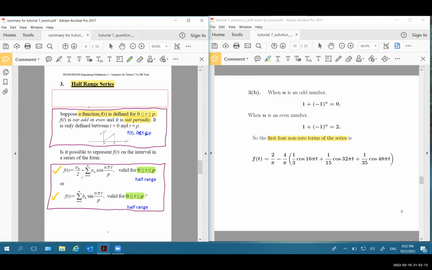Now, to do all this, you know that in our formula, we need to know the small p. Now, what is the small p? The small p here is actually the same p here. You see here, your f(t) is defined for t from 0 to p. So that is the small p. This is the very important small p here. Your original function is defined from 0 to small p.